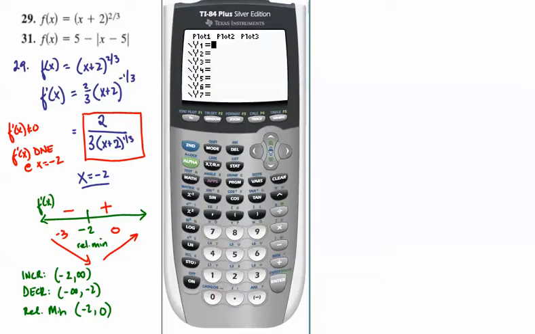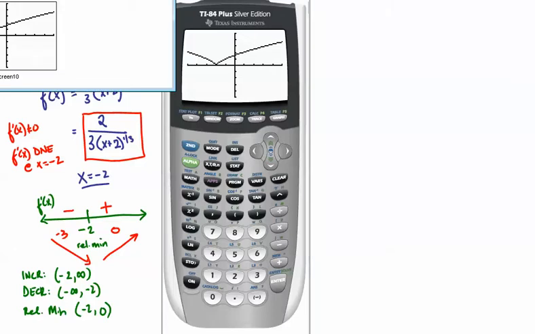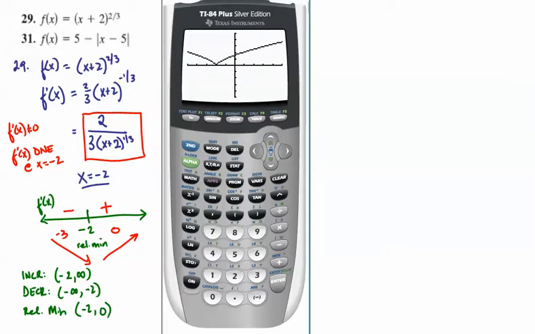Alright, so our function is (x plus 2) to the... Now, whenever we put a rational exponent into the calculator, we always have to put it in parentheses. (X plus 2) to the 2/3. And that's all there was. So we're going to graph this, and we see we do indeed get a sharp turn at x equals -2, y equals 0. The function is decreasing up to that point and increasing after that point. So I'll take a picture of this and we'll go on to the next problem.